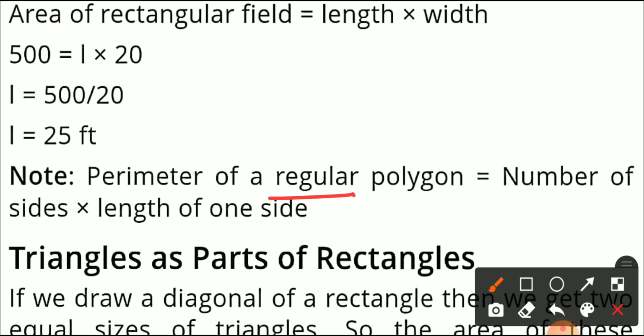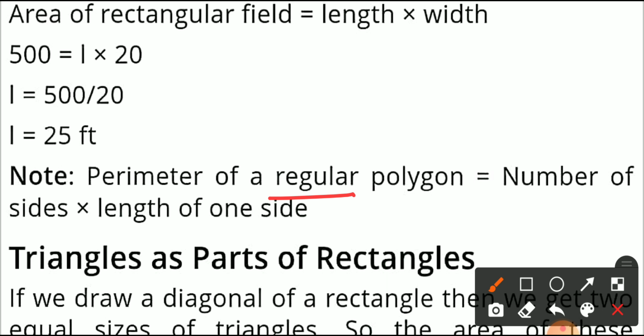So perimeter of a regular polygon. Regular means a polygon whose all sides and angles are equal. That kind of polygons are known as regular polygons. So to calculate the perimeter of such polygons, you need to multiply by the number of sides.